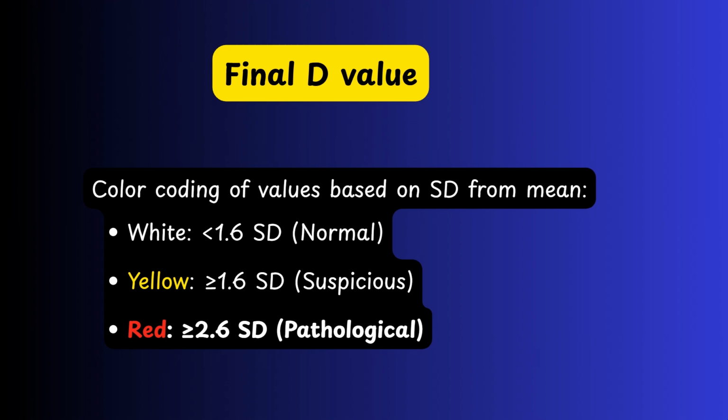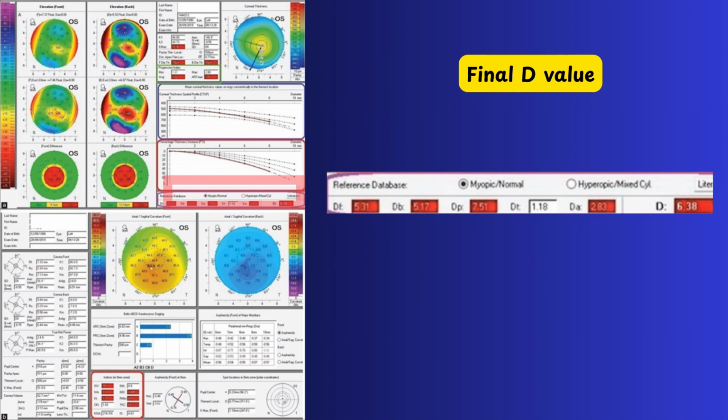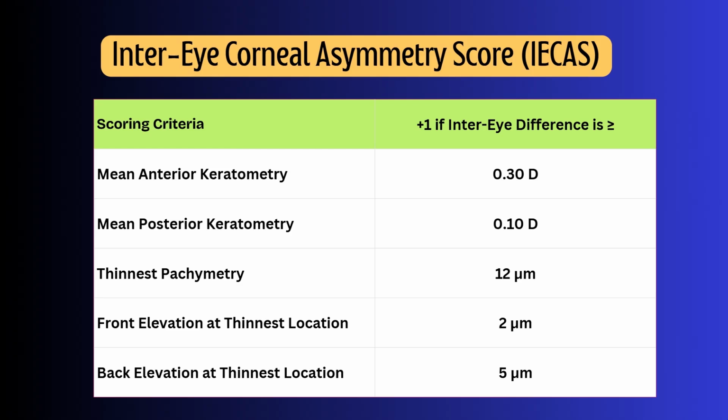The interpretation goes like this. If the D score is less than 1.6 standard deviation, the color is white and it indicates normal. If it is 1.6 to 2.6, the color coding is yellow and it indicates suspicious keratoconus. And a D score of more than 2.6 standard deviation gives a red color, abnormal and high risk. Sometimes one or more parameters may be abnormal, but the overall D score will remain normal. That's why it's essential to view the entire display holistically, not just isolated values. So this figure shows you exactly where to locate the D value on the Pentacam display.